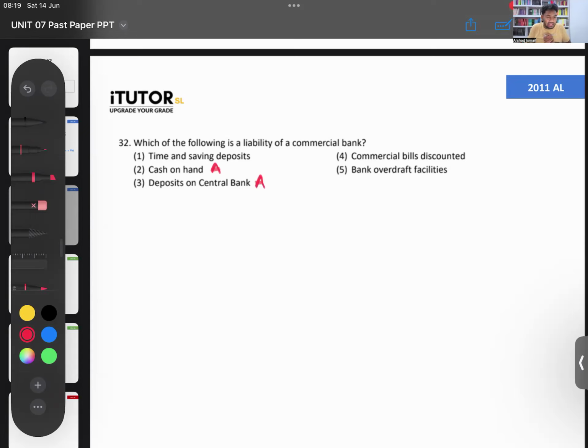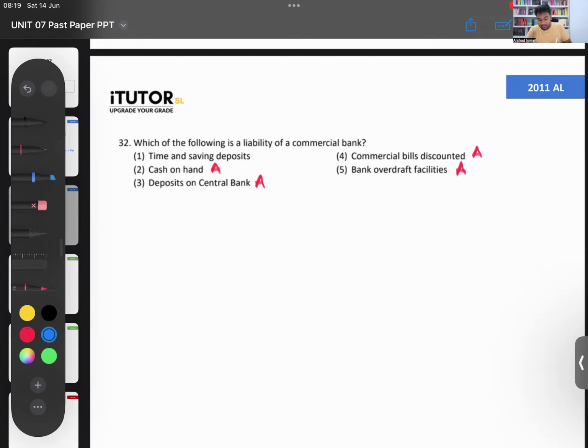Then you have the commercial bills discounted. So maybe the commercial bank holds a few commercial bills. So that's also an asset for them. That's a financial asset. And then any bank overdraft. Remember, bank overdrafts are loans. These are bank overdrafts the commercial bank has given to someone else. So that also is an asset. Which one is the liability?